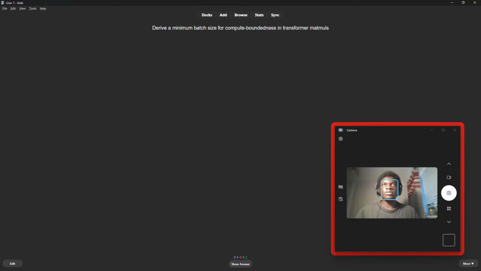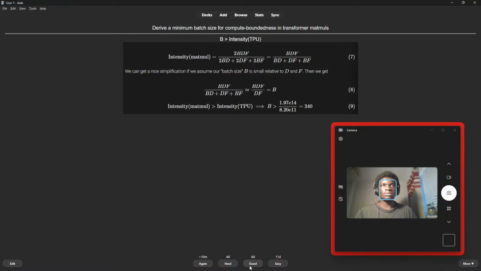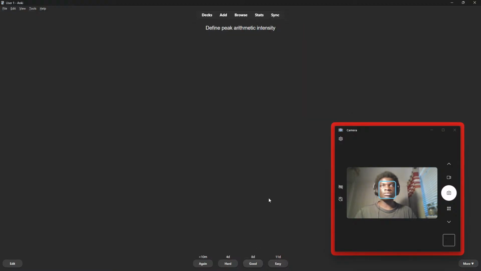Derive a minimum batch size for compute boundedness. Okay, so we just showed that the arithmetic intensity of that matrix multiplication was B, and that's the transformer matrix multiplication that we care about. So B needs to be greater than the peak arithmetic intensity of the accelerator. Typically the value for that is 240, I think. So peak arithmetic intensity is the peak flops per second divided by the maximum bandwidth of the accelerator.